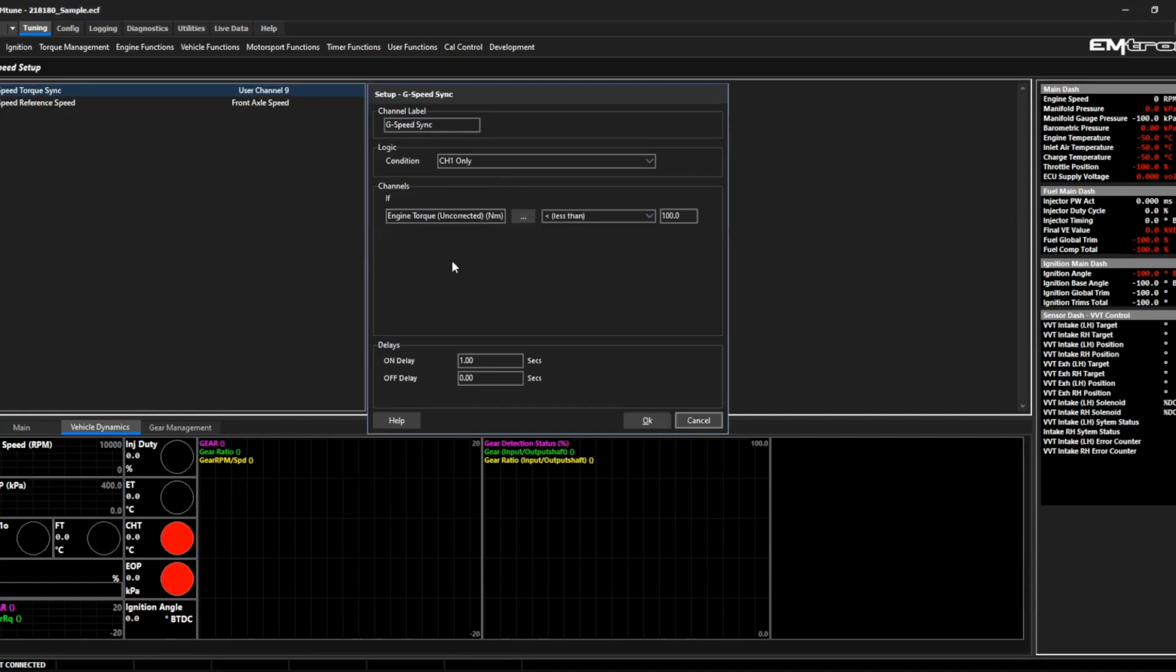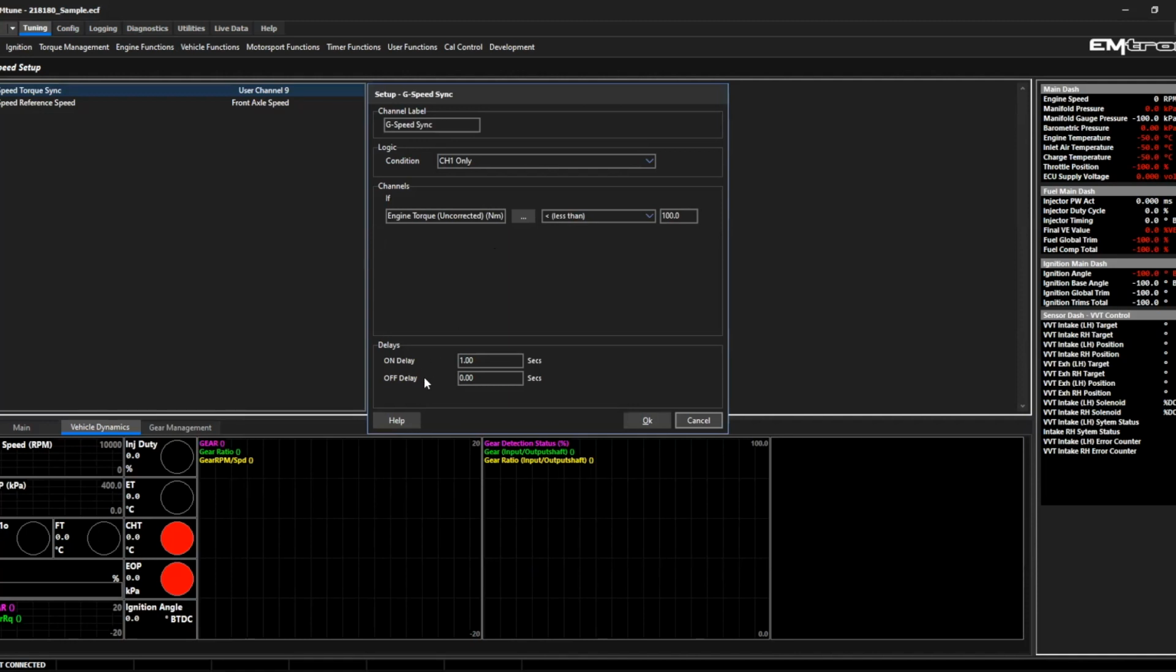And you can do whatever you want there, however you want. In this case, looks like I've got an engine torque. So if the engine torque's less than 100, it basically starts syncing itself to the front axle speed in this case. And then as it goes more, it starts calculating the G speed from the speed that it was at 100 Newton meters.